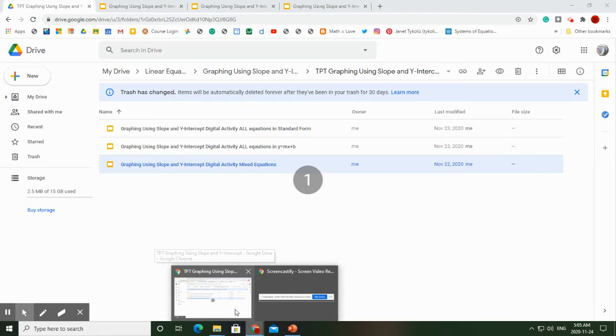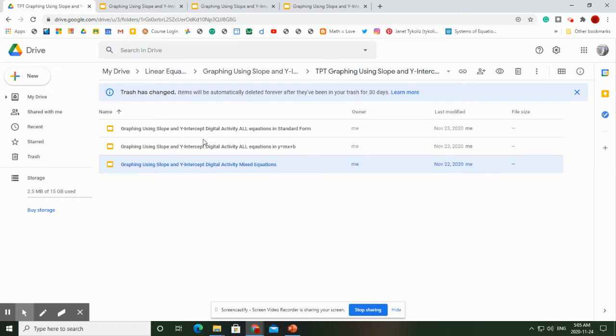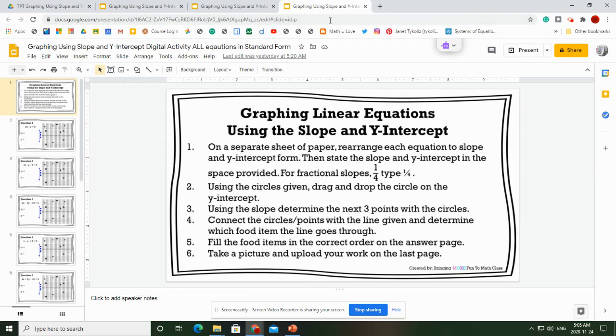So the digital activity, when you download it, again, there's 3 versions of this. And it says in the title, standard form, y equals mx plus b, and mixed equations. So however you want to vary those questions to your students is totally up to you. So when you assign students this activity, the first page is the instruction page.